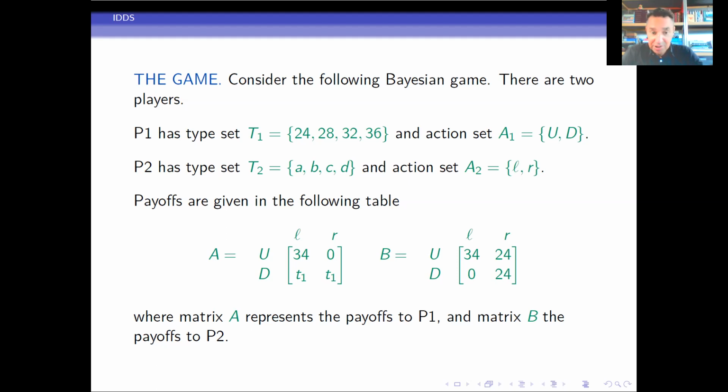And maybe you already noticed that most of the payoffs do not depend on types, only when player one is playing D. Then he guarantees himself a payoff of T1. So that then depends on his type. If his type is 24 and he plays D, then he gets 24. If his type is 32 and he plays D, he gets 32. So it's a kind of a certain payoff.